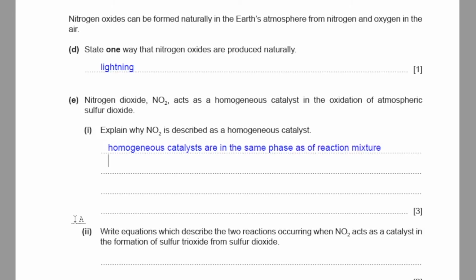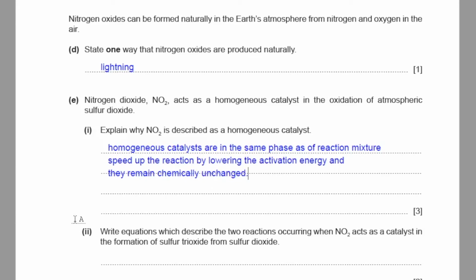The second point would be about what catalysts are and what role they play in this reaction. Catalysts would speed up the reaction by lowering the activation energy. And the third point is they remain chemically unchanged. So 3 separate points, each of which will gain 1 mark.